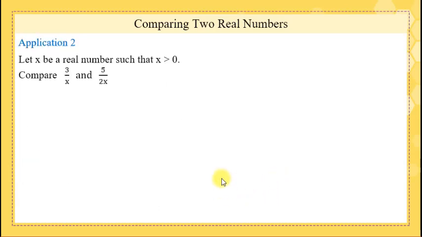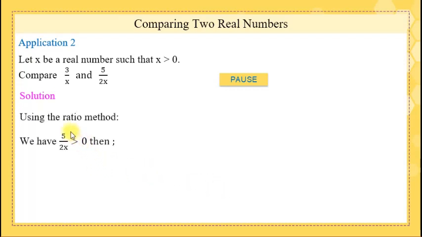Application 2. Stop the video and try by yourself. And this is the solution using the ratio method. First we check that 5 over 2x is greater than 0 because x is greater than 0, and then we divide 3 over x by 5 over 2x to get 6 over 5, which is greater than 1. Because the result is greater than 1, the numerator, which is 3 over x, is greater than the denominator, which is 5 over 2x.